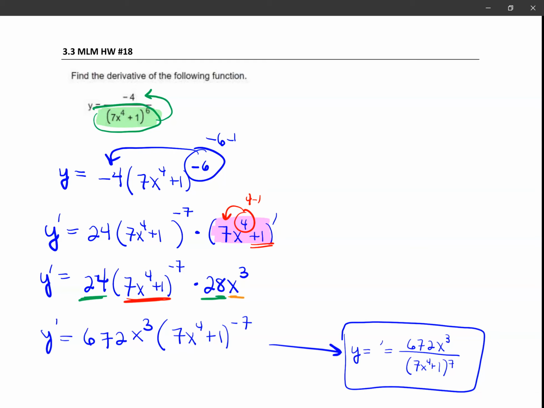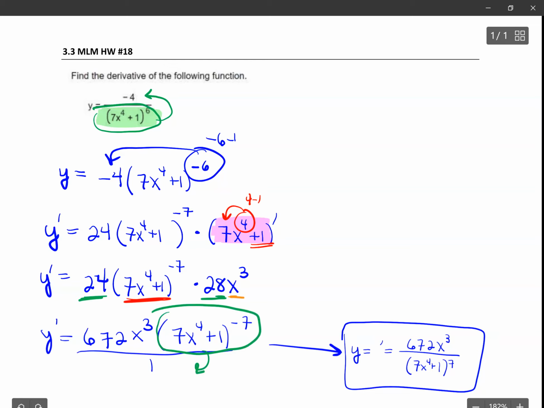All I did in the quotient rule was relocate that base, which we can do. Technically, this is all over a 1, right? So we could relocate that base to the denominator. And when I relocate it to the denominator, the exponent changes sign. So that -7 exponent in the numerator would become a +7 exponent in the denominator.